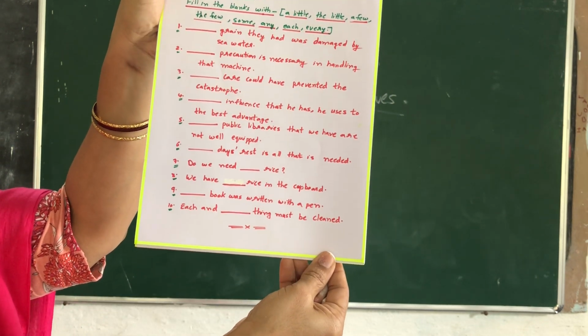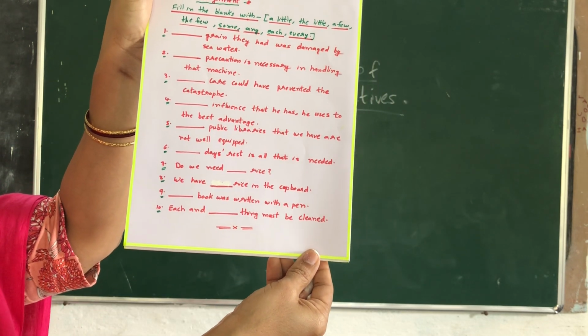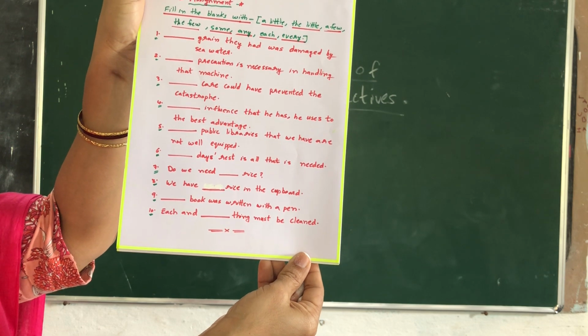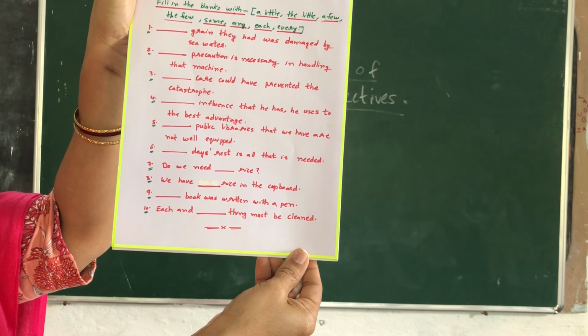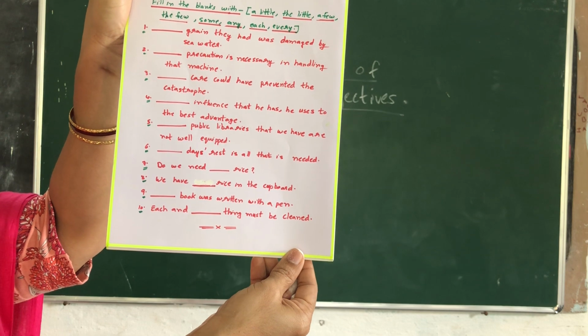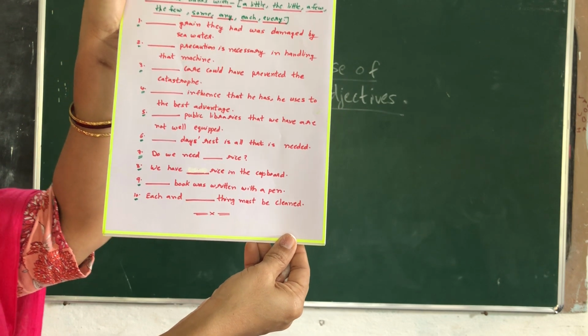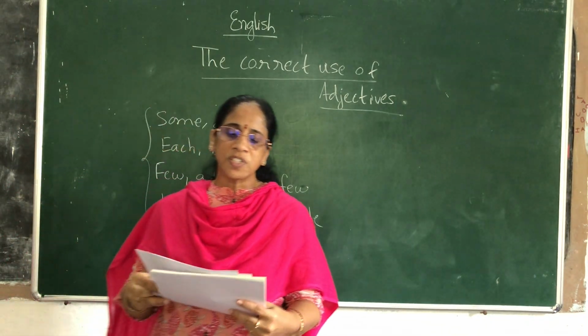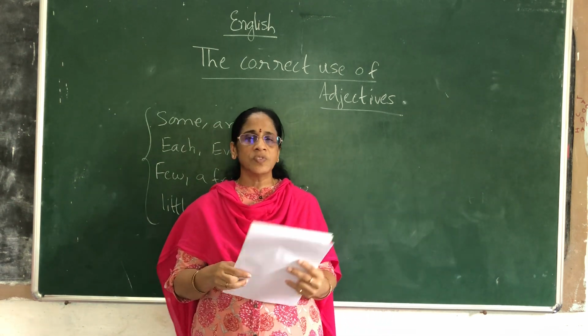Now this is the assignment part. Try to finish it. This is only for your practice. Just go through the whole lesson, all the points, try to answer them, and check whether you are able to do it properly or not. Okay, children? I hope it is clear how to use these few confused adjectives.